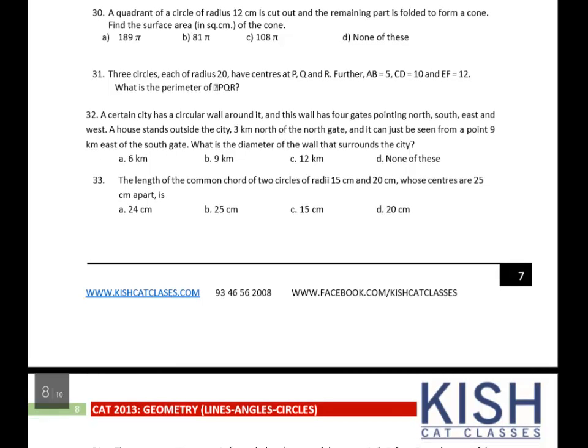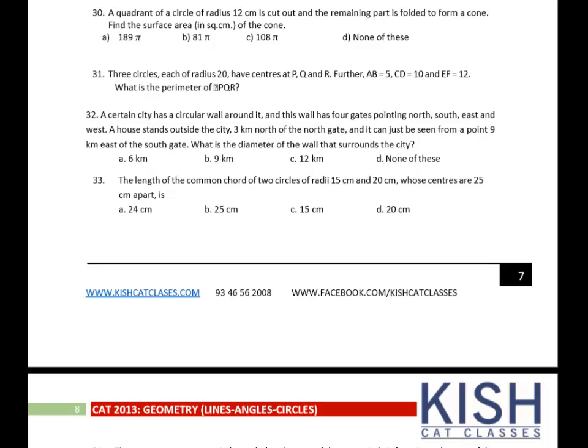3 circles, each of radius 20, have centers PQR. Further, AB equal to 5, CD equal to 10, EF equal to 10. What is the perimeter of triangle PQR? This is a simple one actually. 3 circles, each radius are given, have centers PQR, where AB is given. What is AB then here?